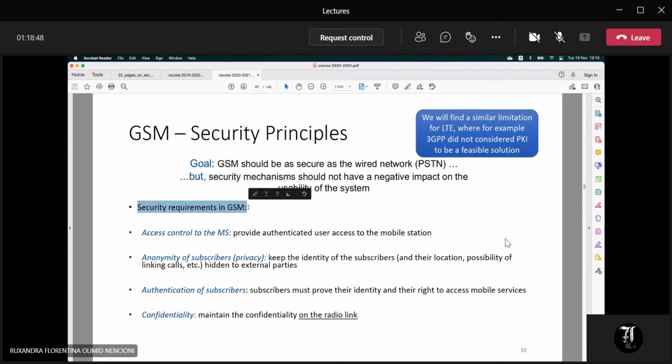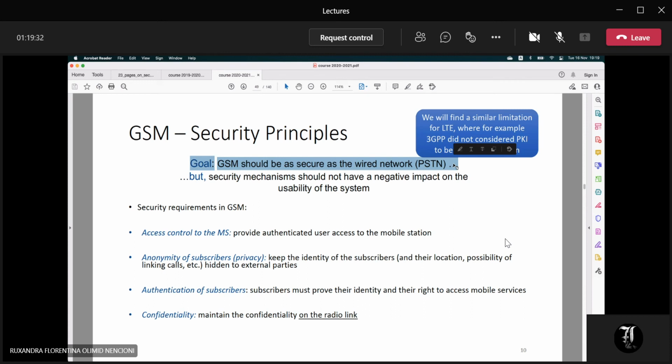Security requirements in GSM. First, something really similar to what we saw in Wi-Fi. What was WEP coming from? Do you remember? Wired Equivalent Privacy. Yes, wired equivalent privacy. Why? Because we wanted it to be as good as the wired security. So we were aiming for the wired security. The same here. GSM was aiming for the security of the wired network. So it doesn't matter if I'm wireless, I want the same security.